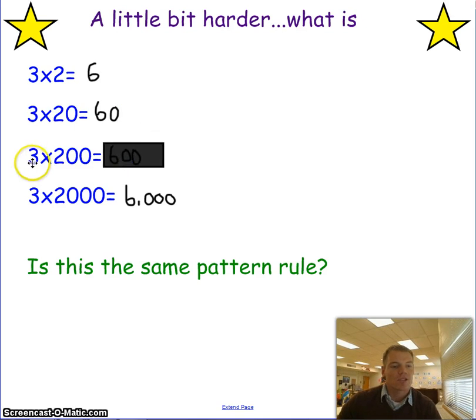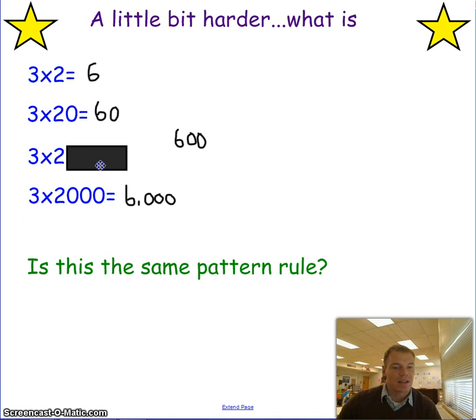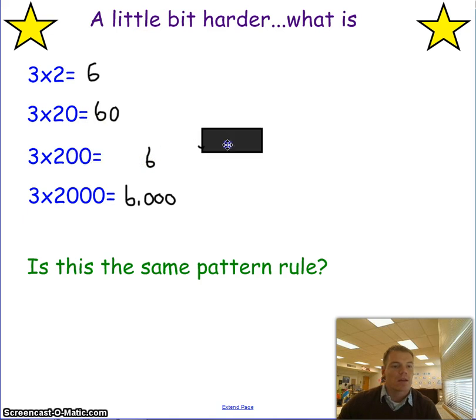Same for 3 times 200. Again, I'll cover up these 2 zeros. 3 times 2 is 6. So I can write my 6 in. And then I have 2 zeros left over, so I can just add my 2 zeros there at the very end. Exact same thing I would do for 3 times 2,000.